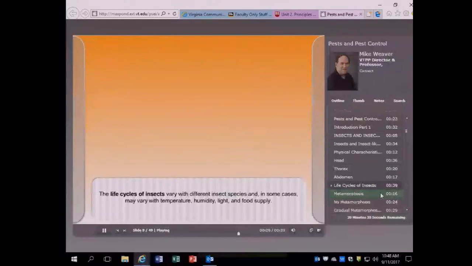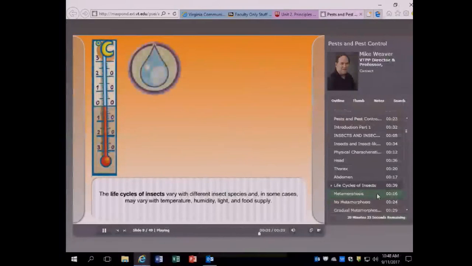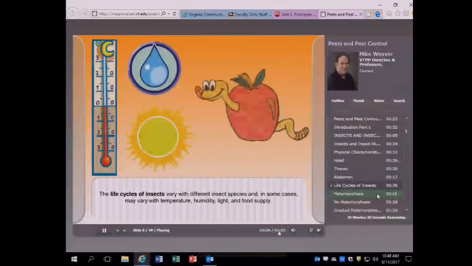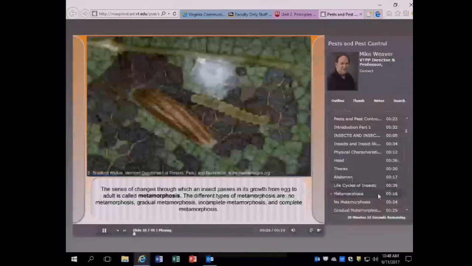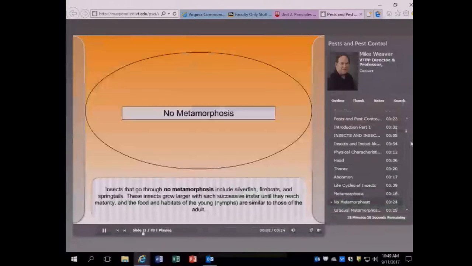The insect life cycles are affected by temperature, humidity, light, and the food supply. The series of changes through which an insect passes in its growth from egg to adult is called metamorphosis. The different types of metamorphosis are no metamorphosis, gradual metamorphosis, incomplete metamorphosis, and complete metamorphosis. In the next few slides, you'll see more details on what we mean by metamorphosis.